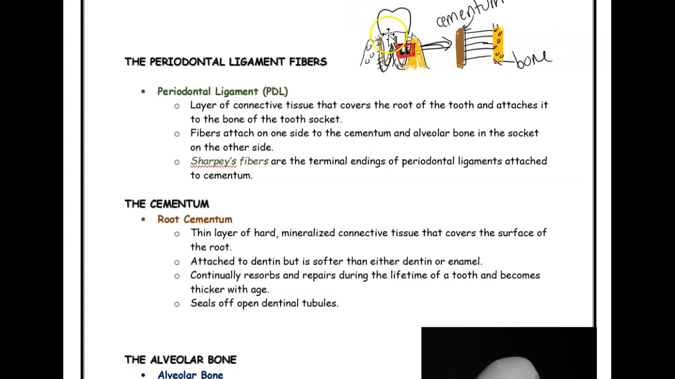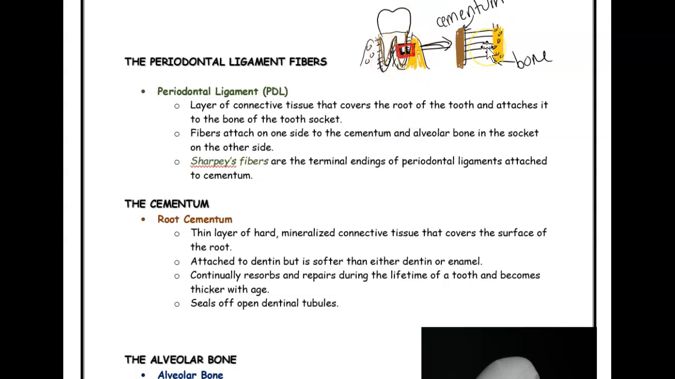So when we're looking at a picture of a tooth, here's the tooth, and we can see these black lines that are over here. The black lines are your periodontal ligament fibers. And for this lecture, I just want you to know what it looks like. So I'm going to zoom in to this area over here.